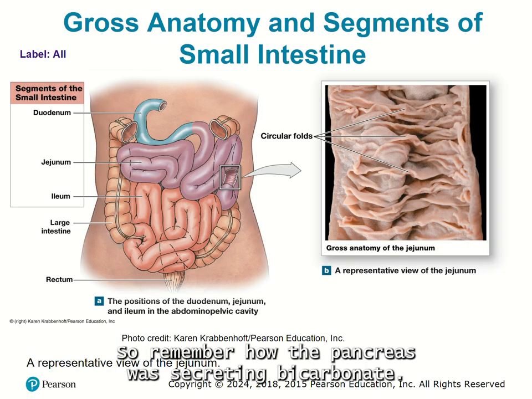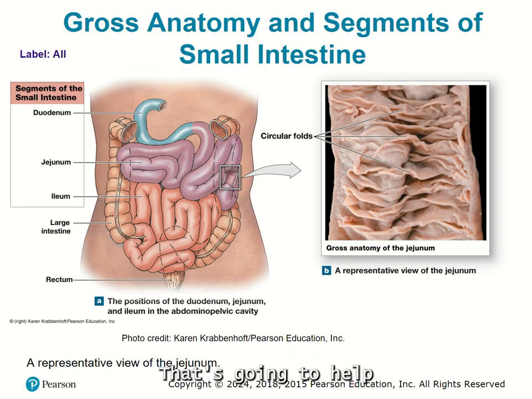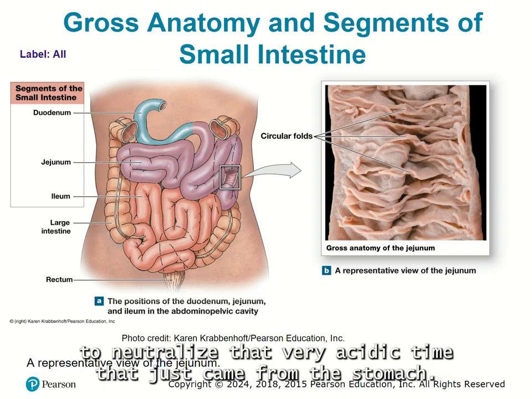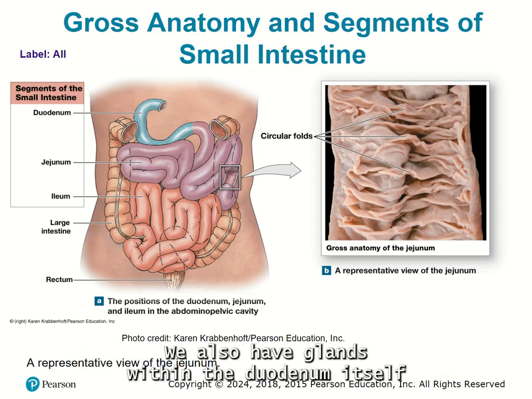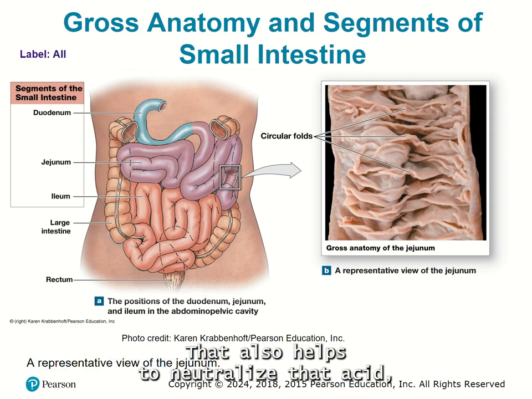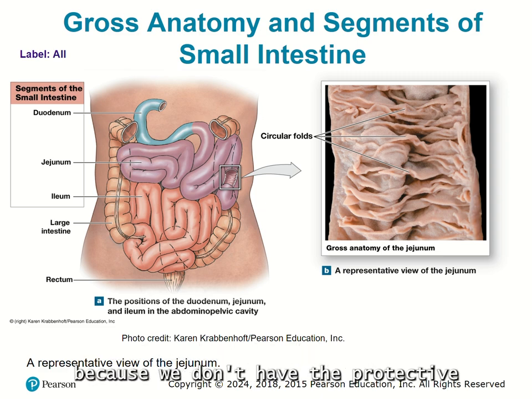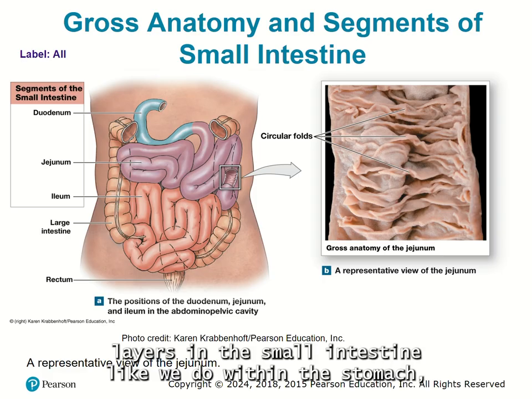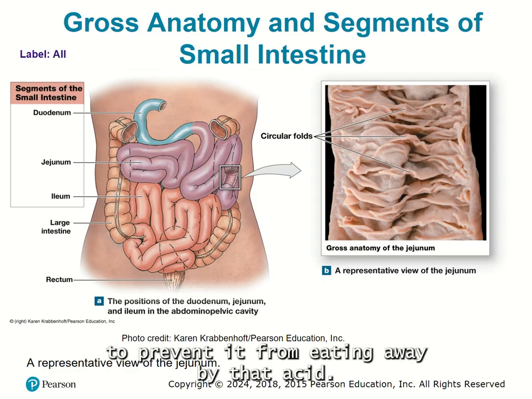So remember how the pancreas was secreting bicarbonate that's going to help to neutralize that very acidic chyme that just came from the stomach? We also have glands within the duodenum itself that are going to be producing this alkaline mucus that also helps to neutralize that acid, because we don't have the protective layers in the small intestine like we do within the stomach to prevent it from being eaten away by that acid.